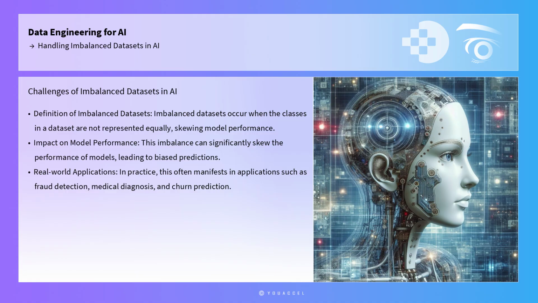In practice, this often manifests in applications such as fraud detection, medical diagnosis, and churn prediction, where one class may be significantly rarer than the other. Addressing this imbalance is crucial for developing models that are both accurate and reliable.